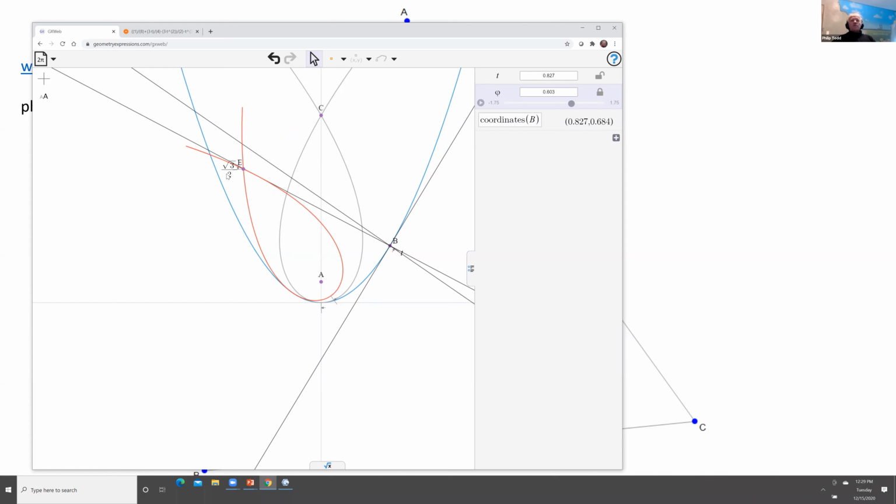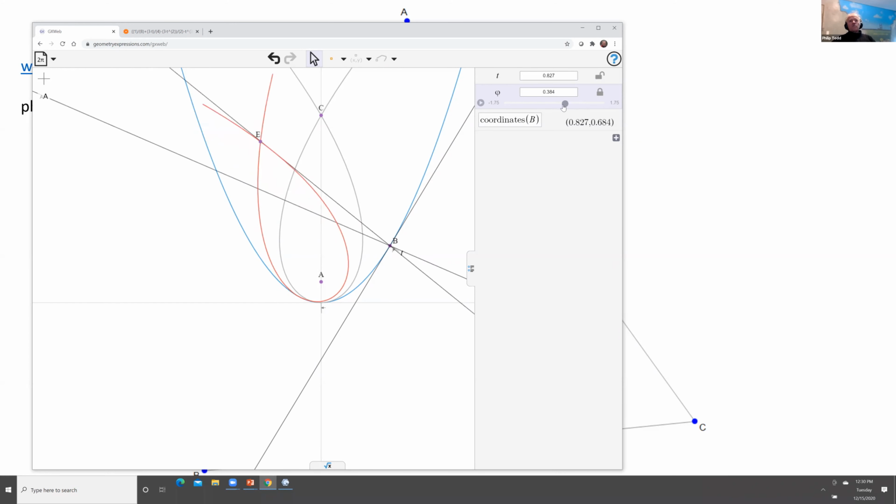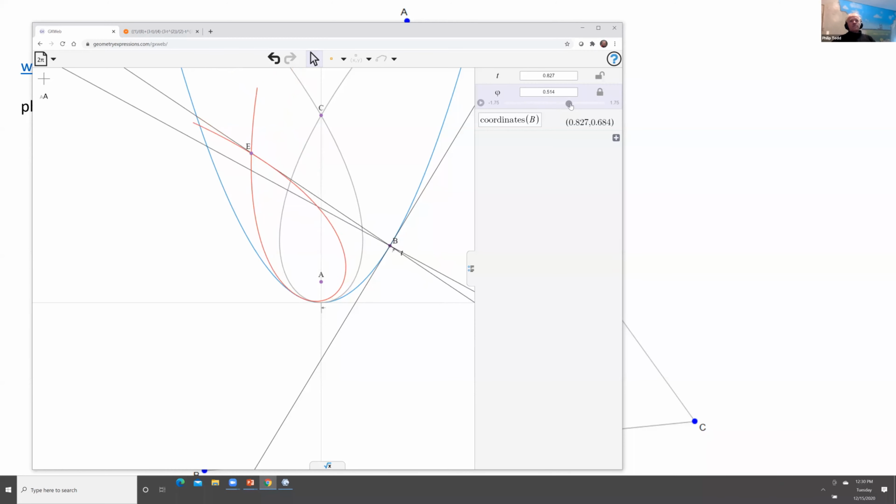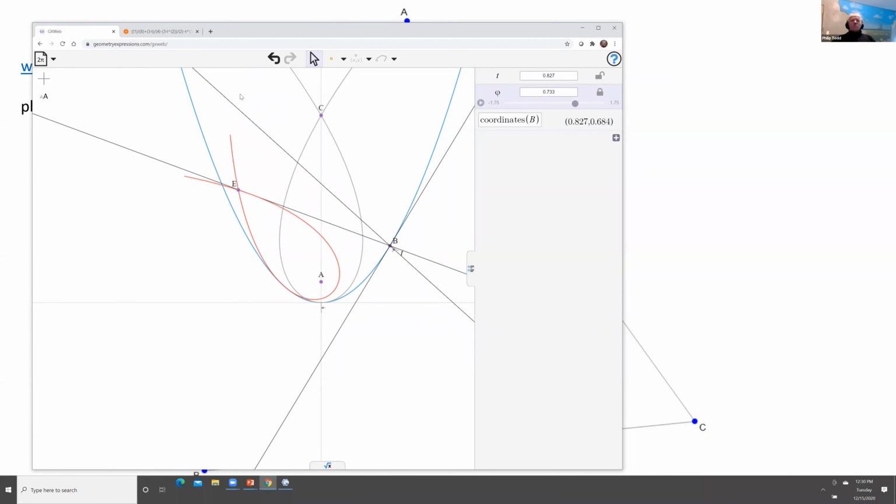And lo and behold, let's hide that off again. Lo and behold, that sits at my double point, and I can watch that go around. So I'm going to do a couple of things here. First, I'm going to hide these off. Constant war to keep my diagram clean.